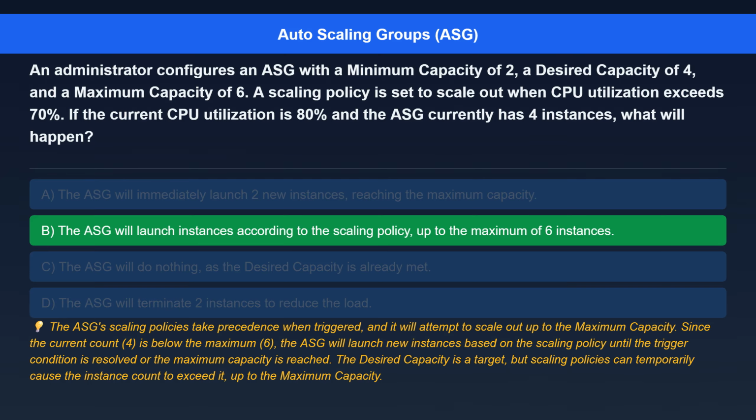The correct answer is the ASG will launch instances according to the scaling policy, up to the maximum of 6 instances. Here's the explanation. The ASG's scaling policies take precedence when triggered, and it will attempt to scale out up to the maximum capacity. Since the current count, 4, is below the maximum 6, the ASG will launch new instances based on the scaling policy until the trigger condition is resolved or the maximum capacity is reached. The desired capacity is a target, but scaling policies can temporarily cause the instance count to exceed it, up to the maximum capacity.